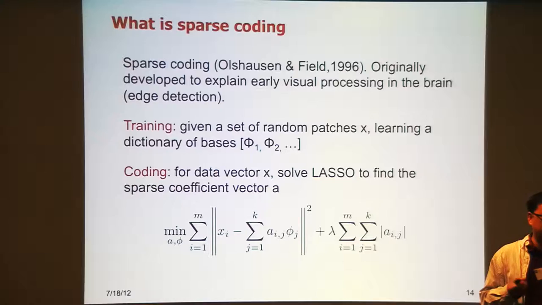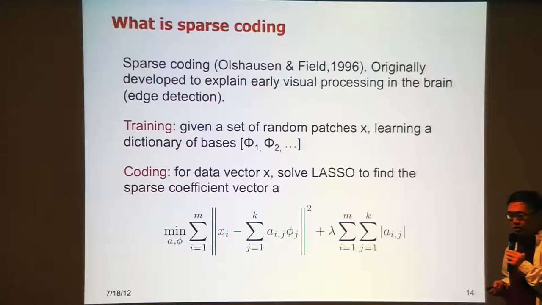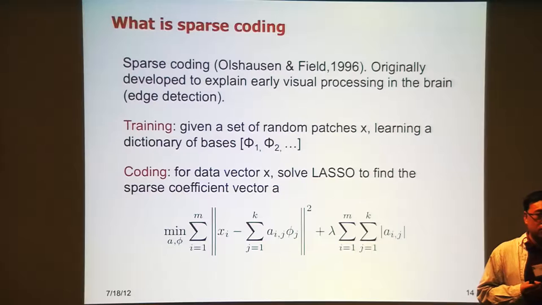But here I will not go into more detail about the biological side. Let's first look at the mathematical formulation of sparse coding. Sparse coding can be understood as an unsupervised learning method. Given a bunch of random input samples, like image patches, this is the training data.